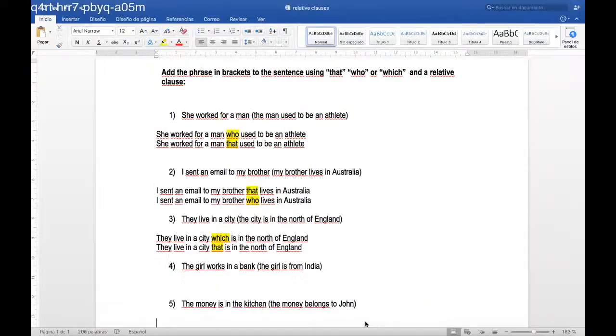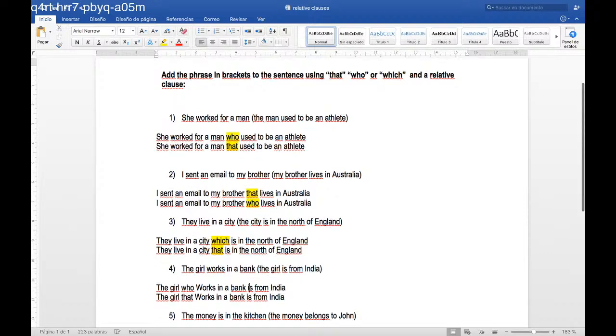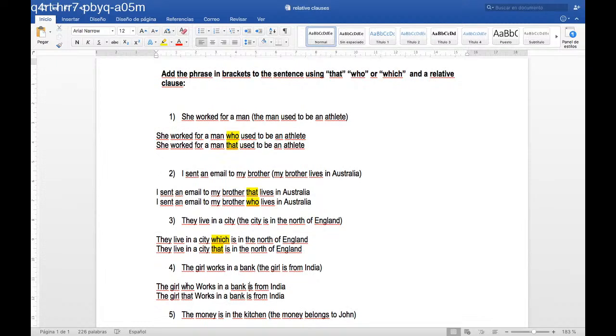So the possible answers that I can have over here could be: the girl who works in a bank is from India, or the girl that works in a bank is from India. I can structure my sentence in different forms, right? But over here, it can help me to join the two elements and avoid repeating the girl.